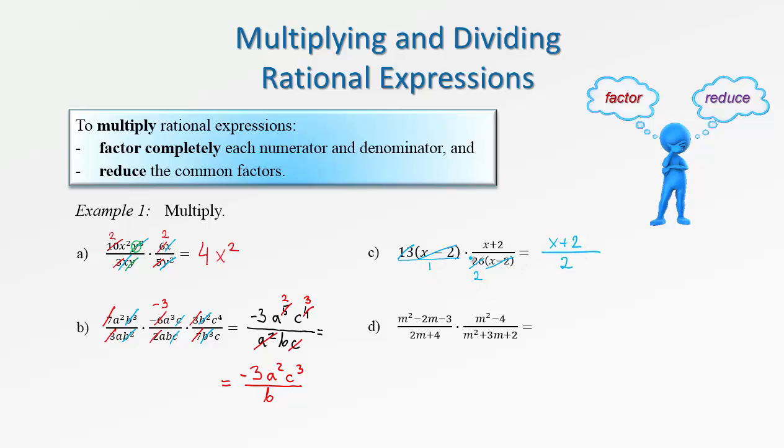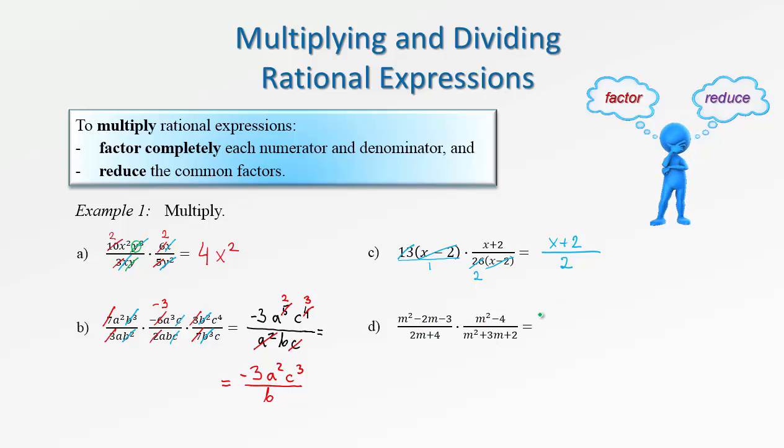So as you see, multiplication of rational expressions, it's not really difficult because we really just reduce common factors and whatever is left, that's the answer. Okay, let's look at the last example. This time the expressions in numerators and denominators, they are not really factored. So the first step to do is to factor everything that we can.